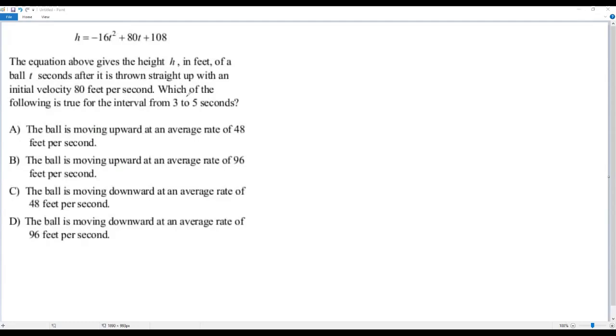Here we have a SAT math problem. Okay, let's go to the question. h equals negative 16t squared plus 80t plus 108.